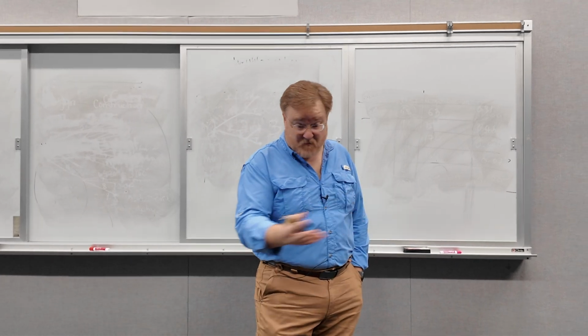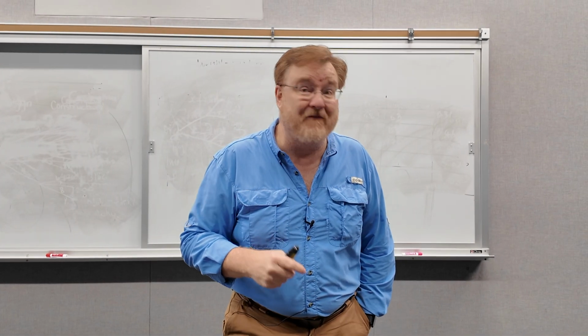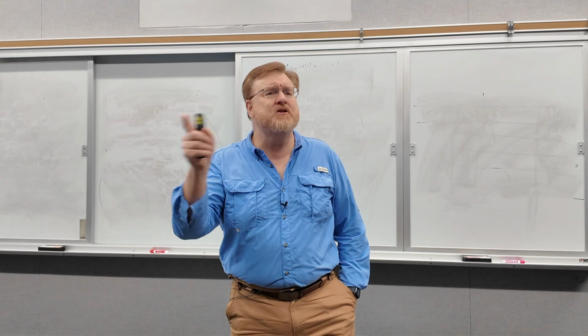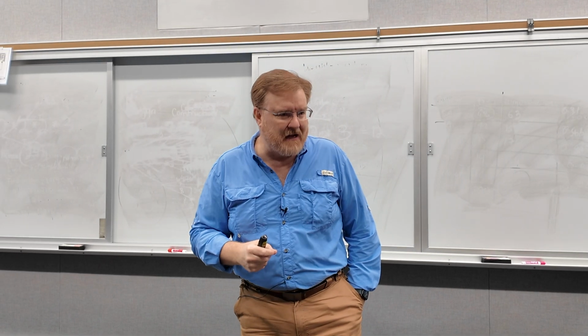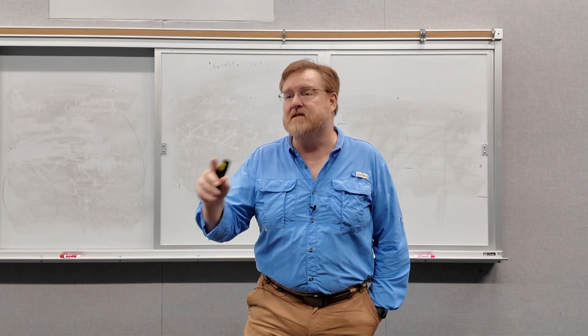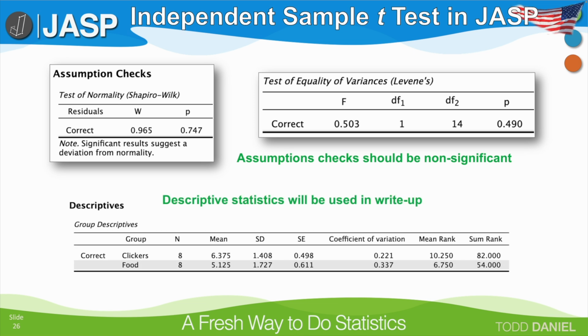Now, it doesn't really matter what we want. If this test is significant, we've got to do something about it. But I want you to have that mindset. Assumptions tests we would prefer to be non-significant, and then usually we're looking for statistically significant findings for the means tests. The descriptive statistics are going to be used in our write-up. So we'll have our sample sizes, the mean, and the standard deviation. Those will be the most important parts that'll go into our APA-style write-up.